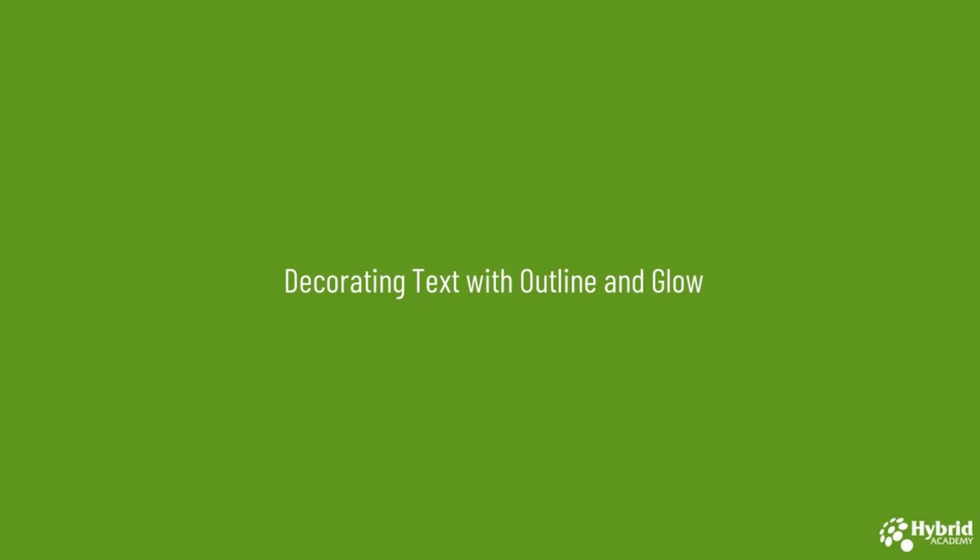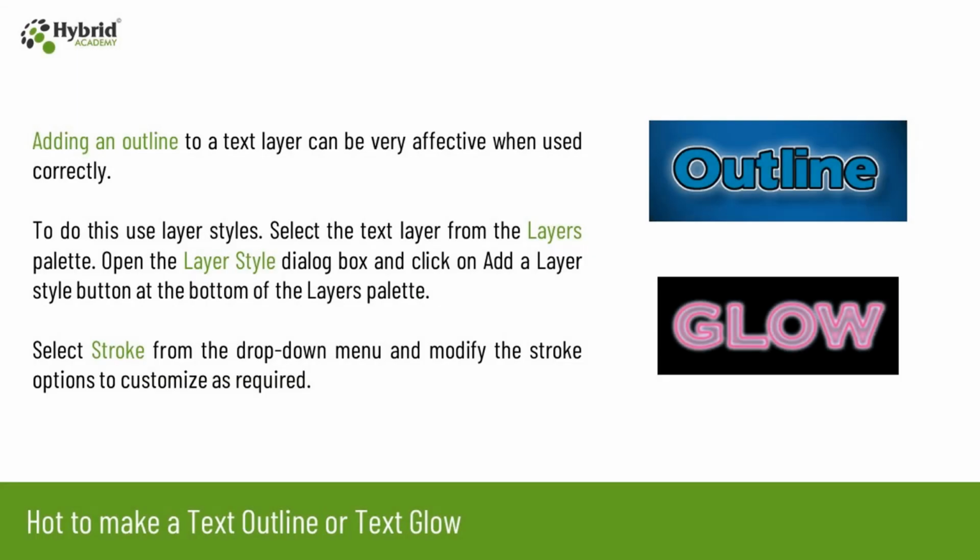Moving further with the text effects in Adobe Photoshop, let's see how to decorate text with outline and glow. Adding an outline to a text can be very effective when used correctly. To do this, use layer styles. Select the text layer from the layers palette, and click on the Add a Layer Style button at the bottom of the layers palette. Select stroke from the drop down menu and modify the stroke options to customize as required.